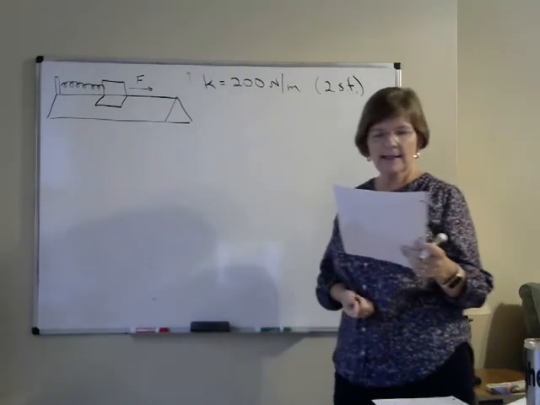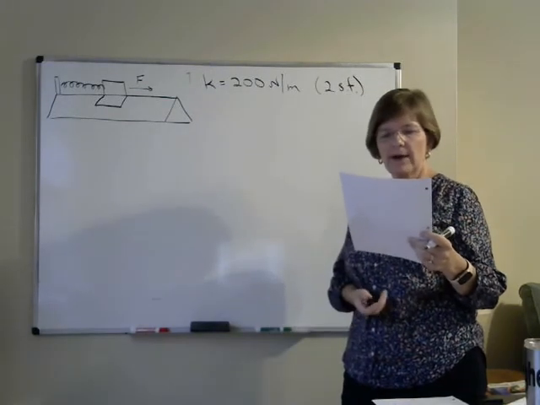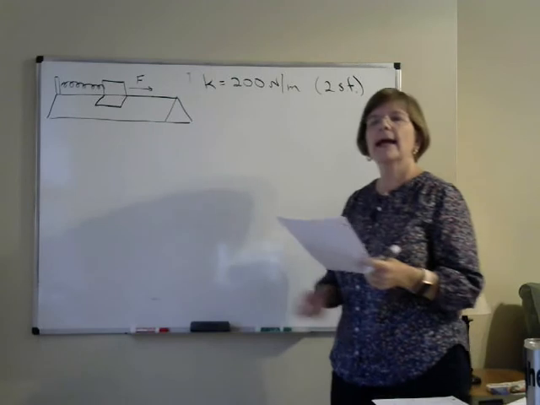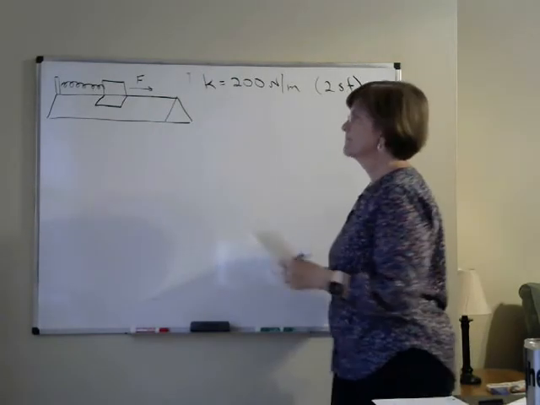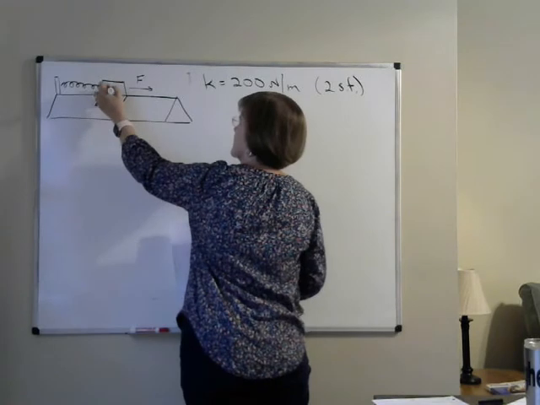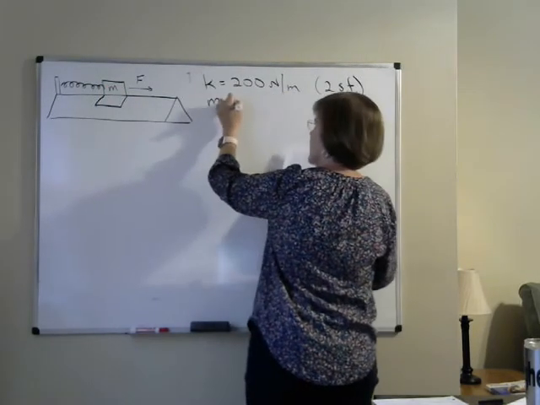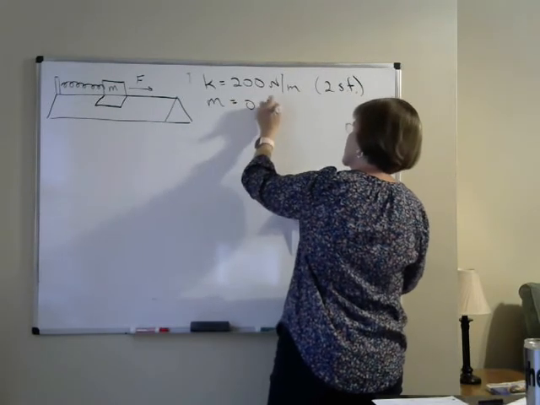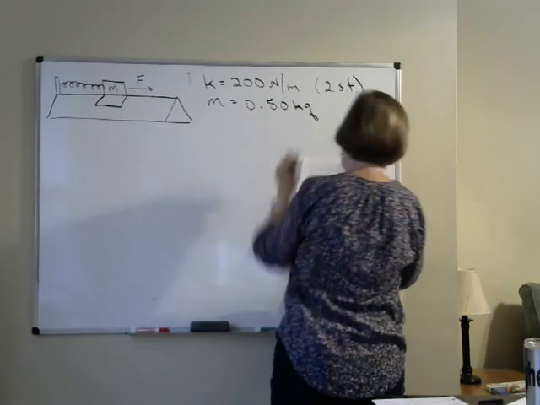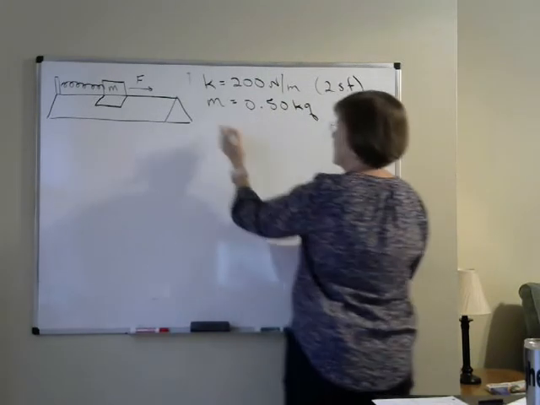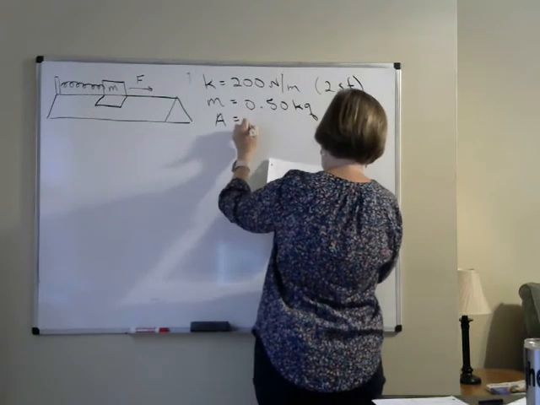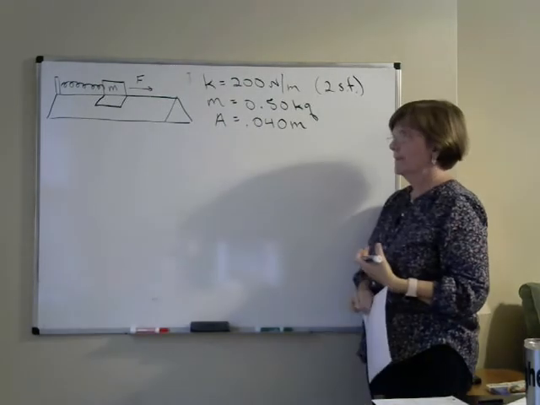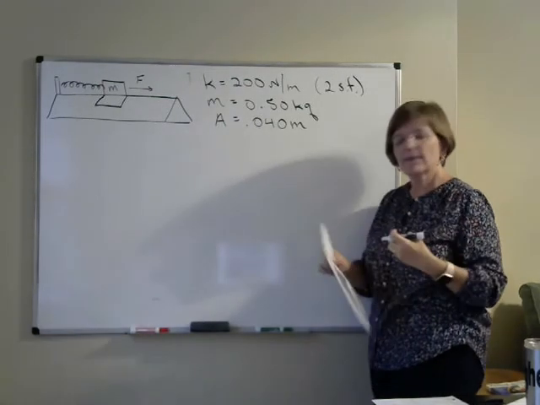And then it says a 0.50 kilogram mass is attached and pulled 0.040 meters from equilibrium and released. So this is our mass. It tells me that my mass is 0.50 kilograms, and then I'm going to stretch it 0.040 meters. I'm going to pull it 4 centimeters. They want me to find a lot of information.